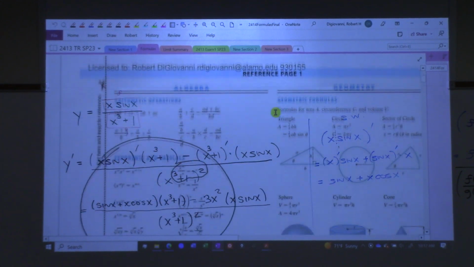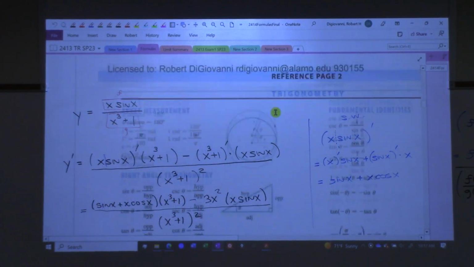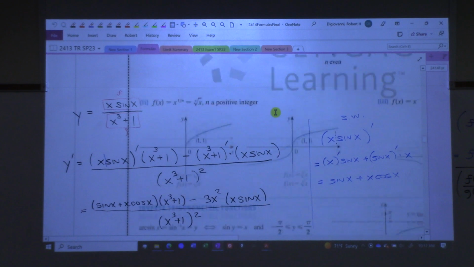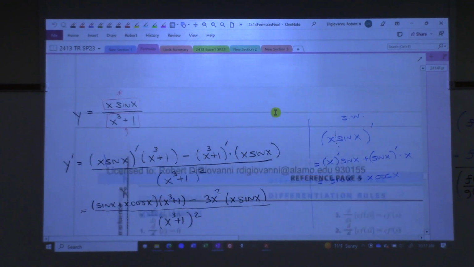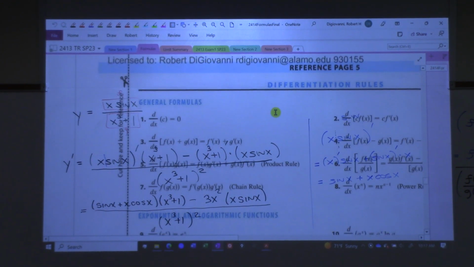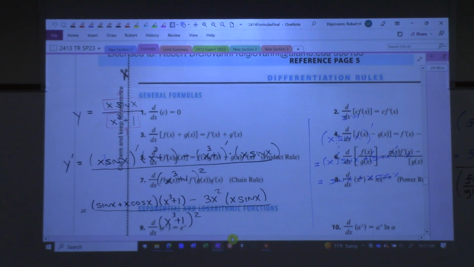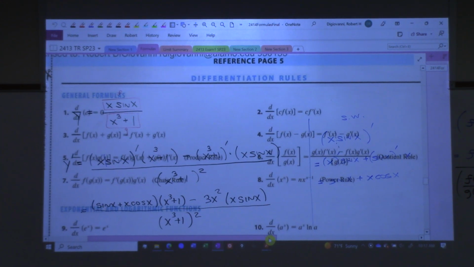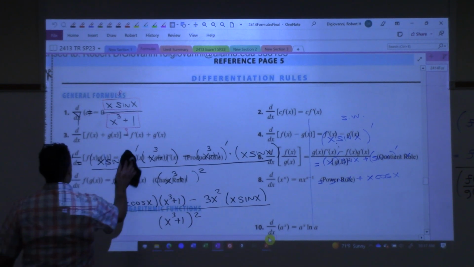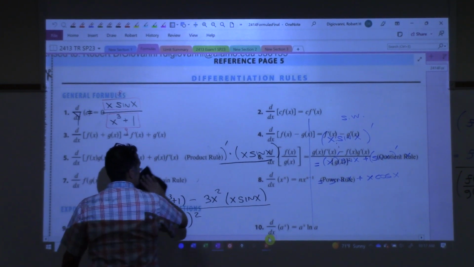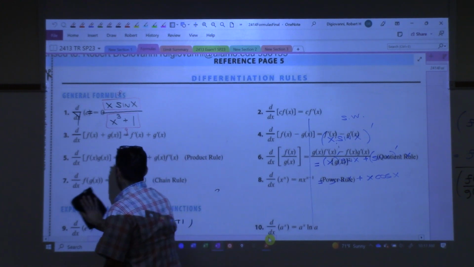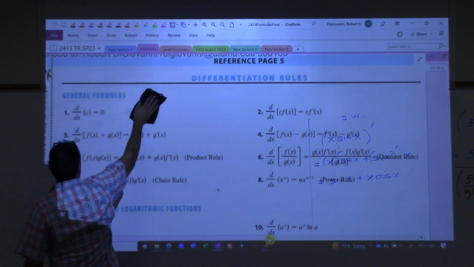So you're probably wondering where these formulas are on your sheet, right? What is it, page 5, reference page 5. The product and the quotient rules. All right, if you have your formula sheets, I want you to take them out. If you don't, it is important that you go home and do this at some point.